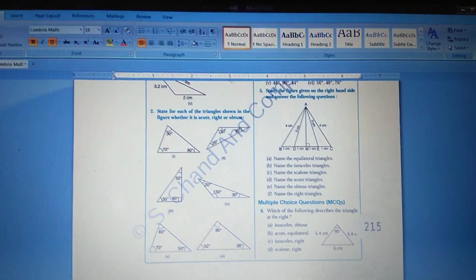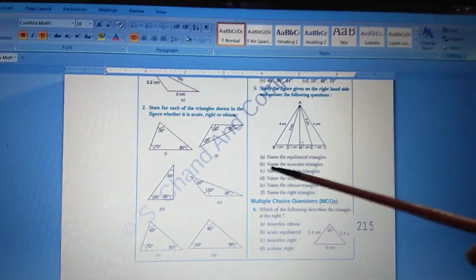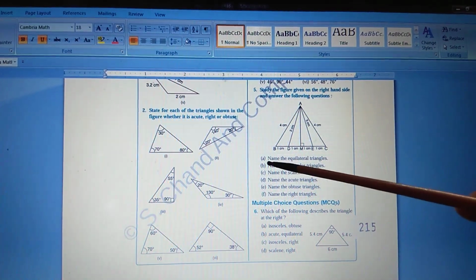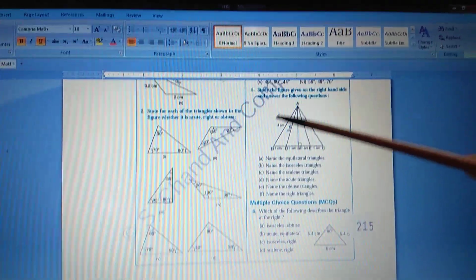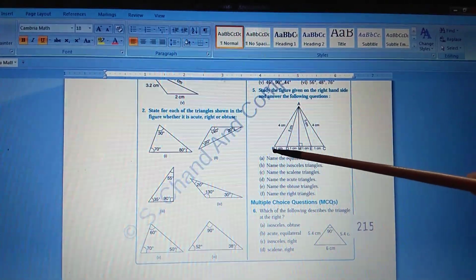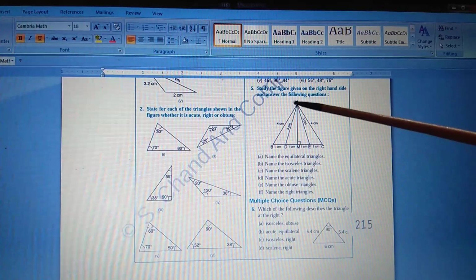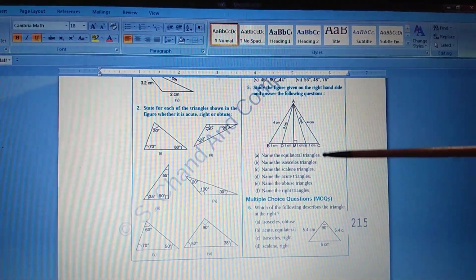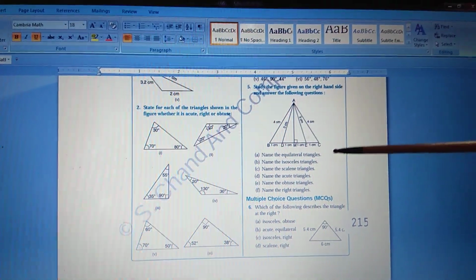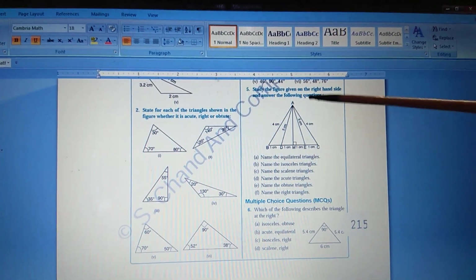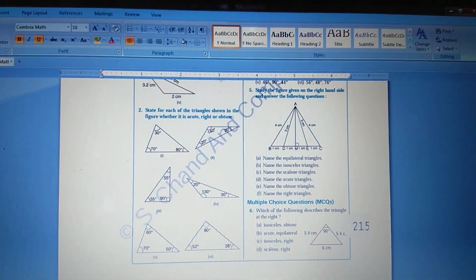So here from the figure you need to find the following. You need to write the name of the triangle. First, name the equilateral triangle. Here ABC is an equilateral triangle because AB is 4 cm, BC is 4 cm, CA is 4 cm. So all its sides are equal, so ABC is an equilateral triangle. In the provided space you will write triangle ABC. In this way you have to do all the questions. If the concept is clear, you can all write by yourself.